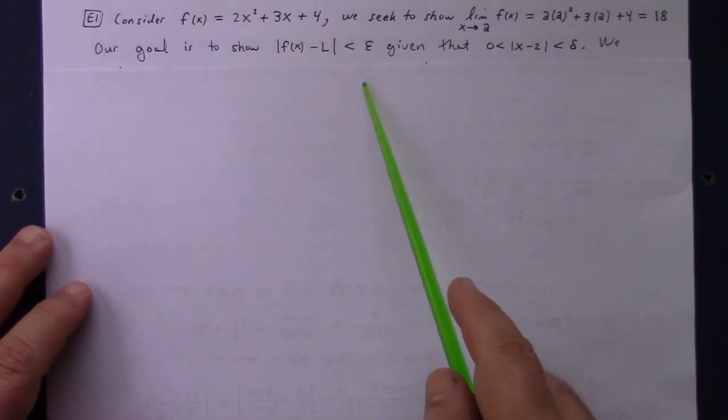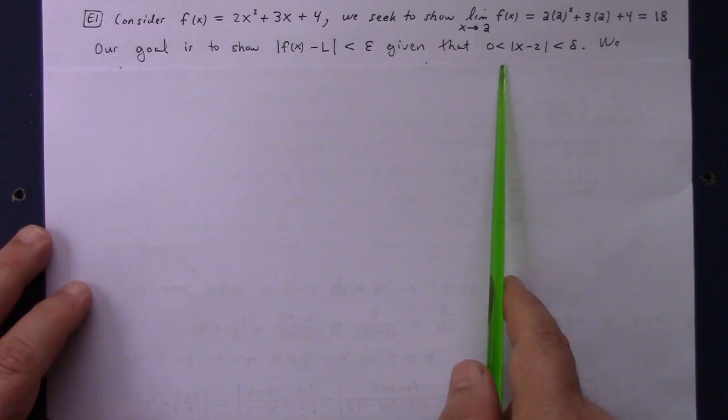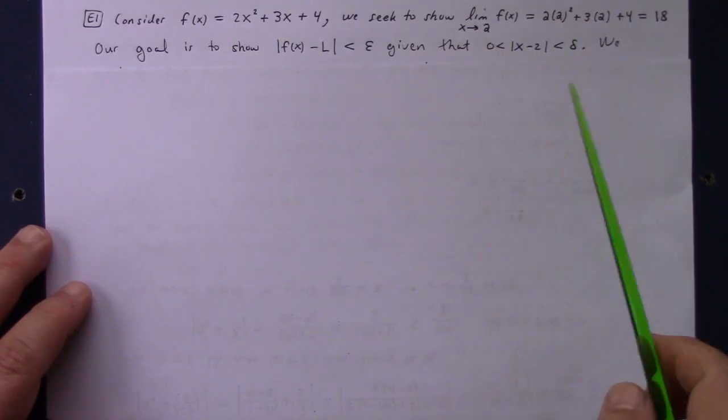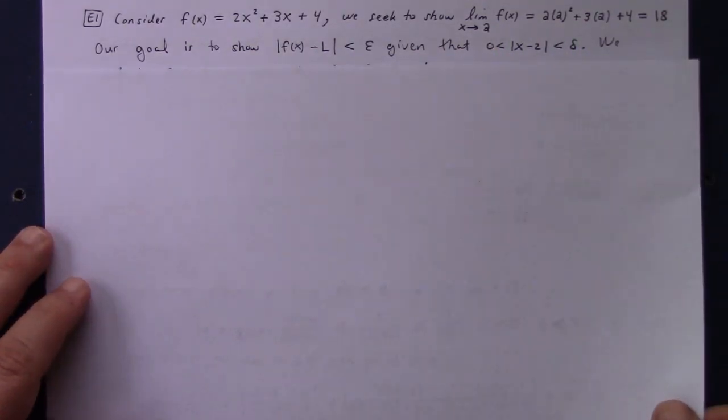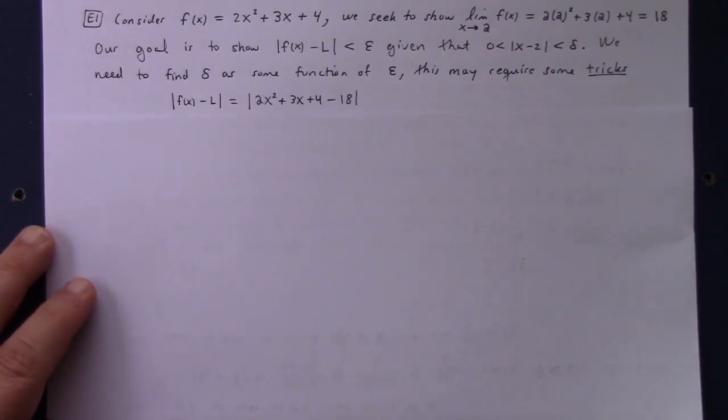So our goal is to show that the absolute value of f of x minus L is less than epsilon, given this condition over here. All right. So what that means is we need to find delta as some function of epsilon. That may require some tricks, but here we go.